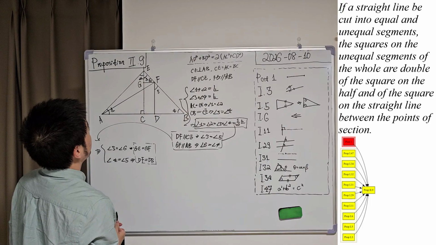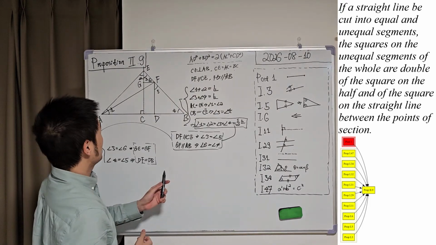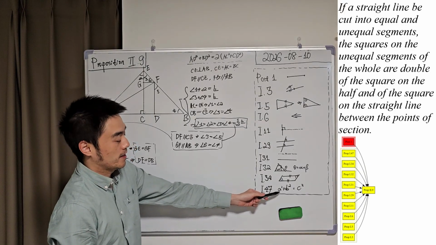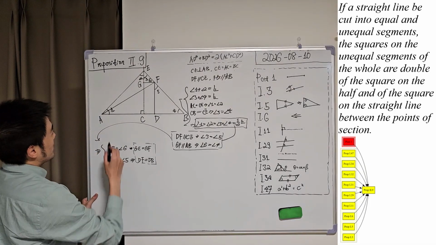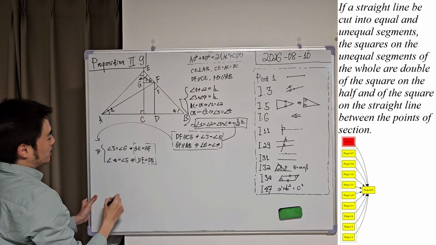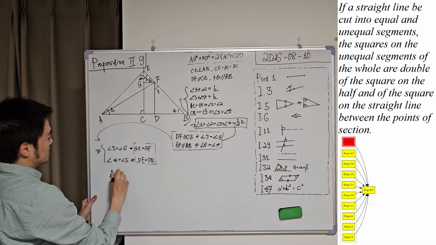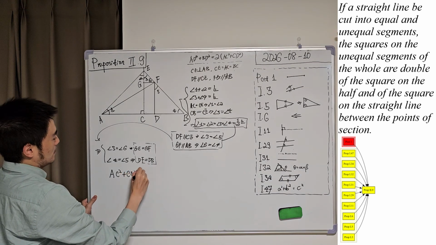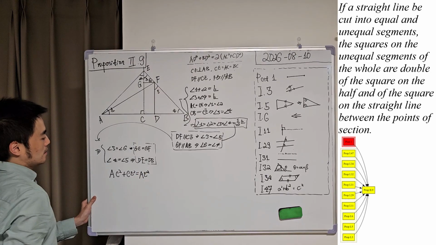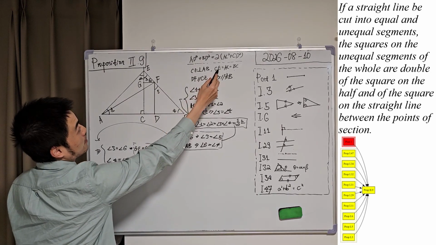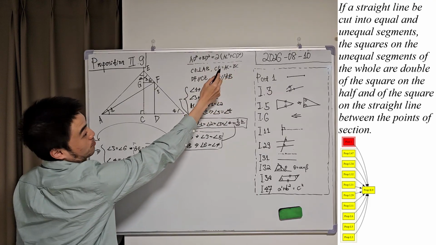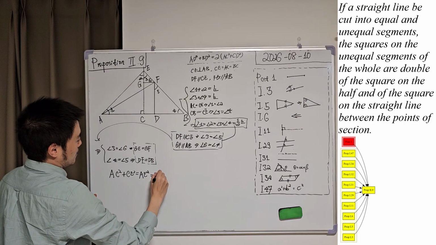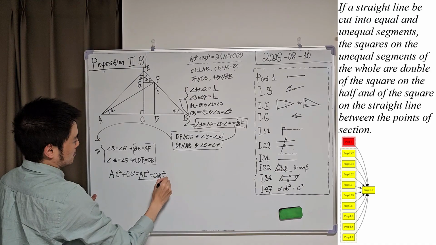And in the next step, let us apply proposition 47. It is the Pythagorean theorem. So the triangle ACE is a right angle triangle. We can conclude that AC square plus CE square is equal to AE square, correct? And since AC is equal to CE, we know that AE square is equal to twice AC square, correct?